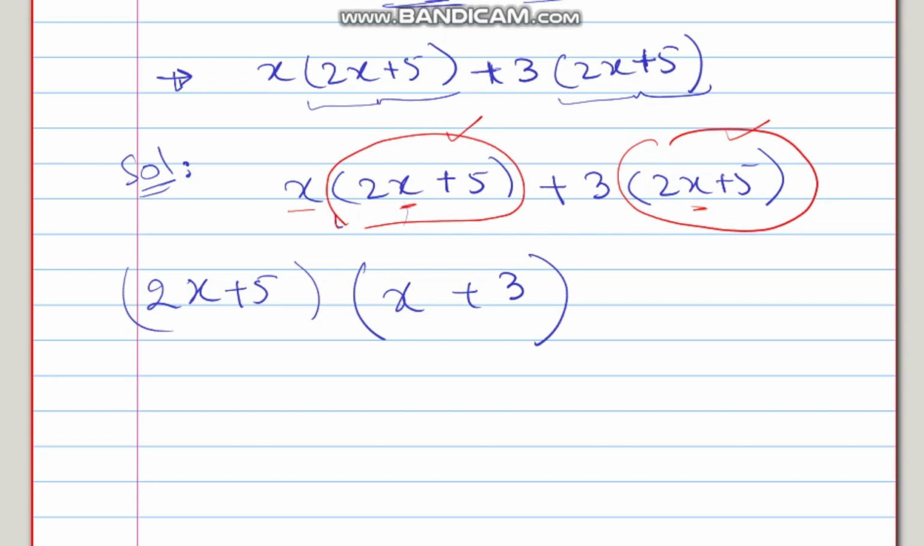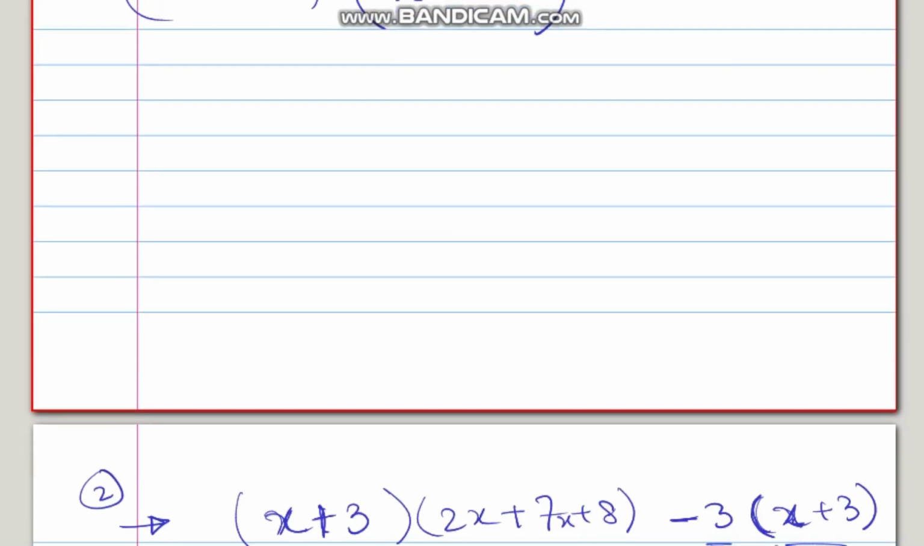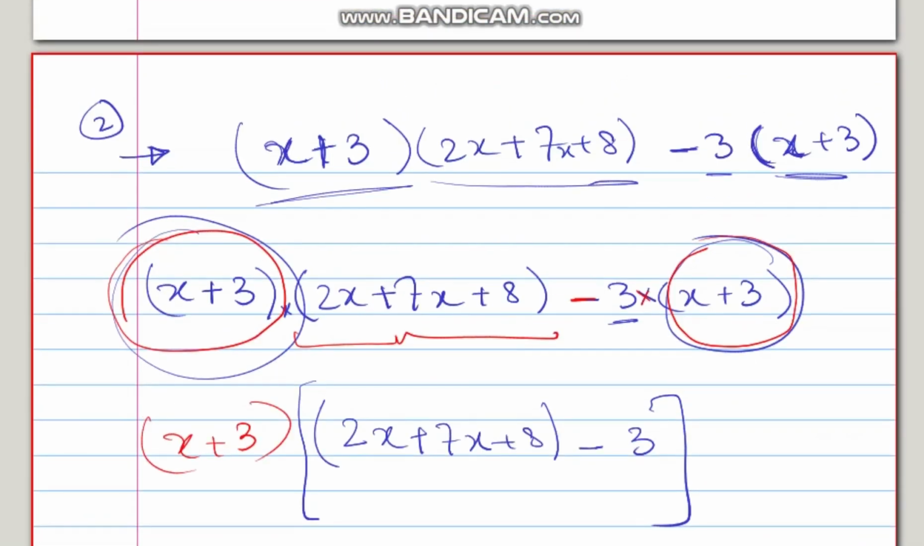What we have done actually is just move the 2x plus 5 outside the bracket. We have done this similarly, and again the x is here and 3 is here. We have written the x here, plus 3 in its own place, okay? So this is a basic question.